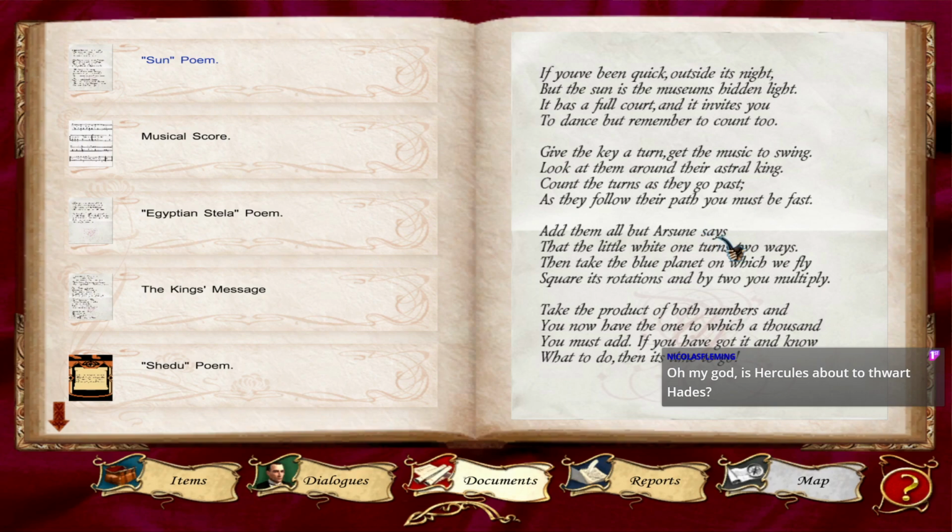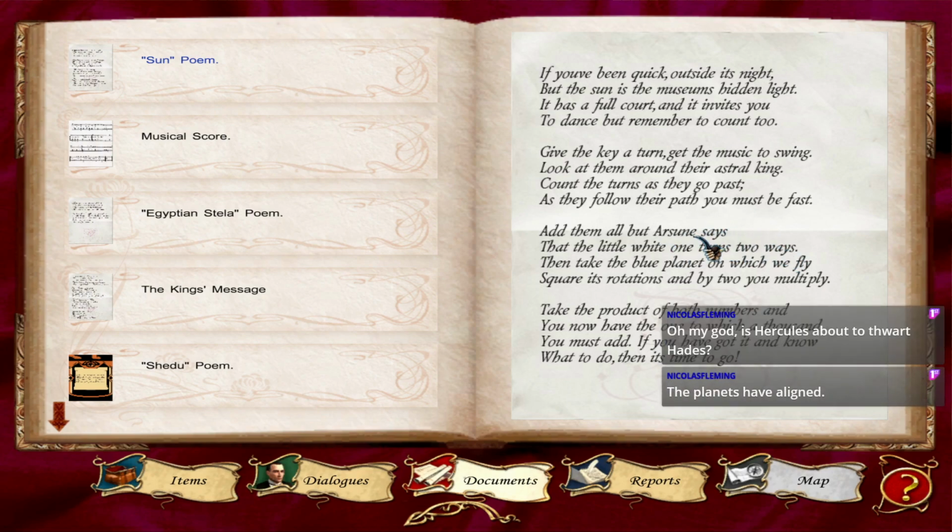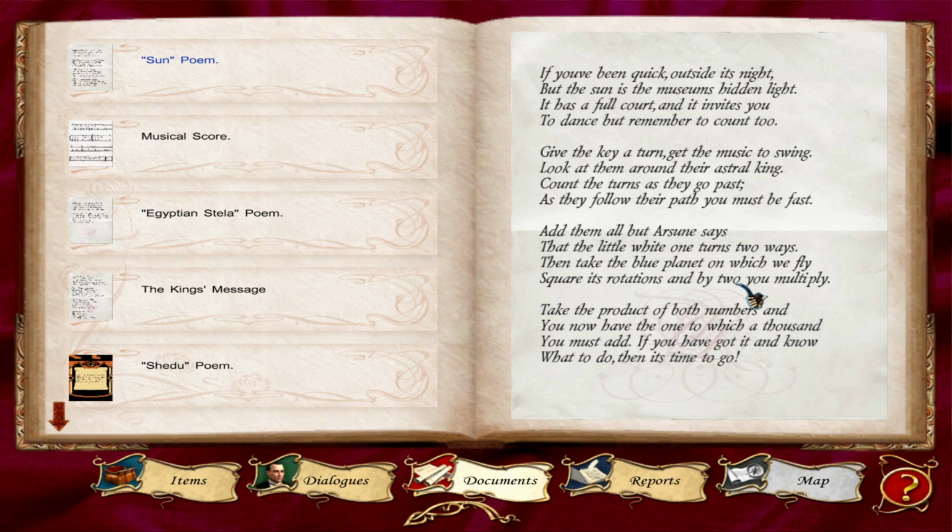That the little white one turns 2 ways. Then take the blue planet on which we fly, square its rotation, and by 2 you multiply. Take the product of both numbers, and now you have the one to which 1,000 you must add. If you have got it and know what to do, then it's time to go.